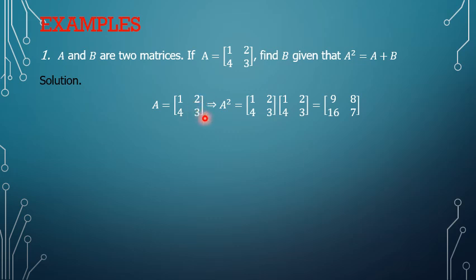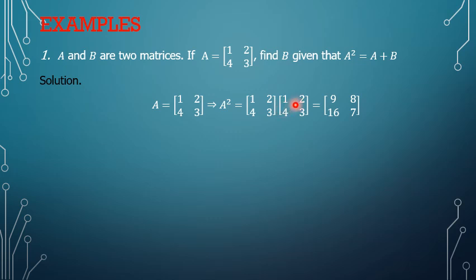To get matrix A squared, you multiply this matrix by itself. It will be 1 times 1, get 1, 2 times 4 is 8. When you add it, you get 9. 1 times 2 will be 2, plus 2 times 3 is 6. So 2 plus 6 is 8. And then when you multiply the other row, it will be 4 times 1 plus 3 times 4. Get 4 plus 12, get 16.